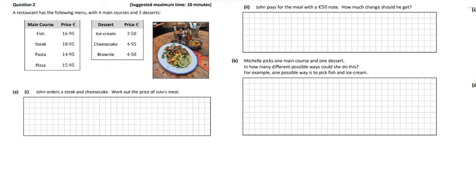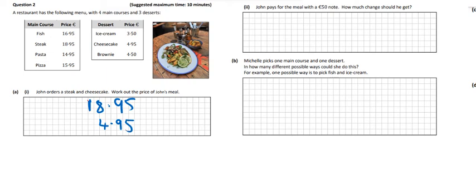Hi, folks. So, for the first part of question two, John orders a steak and a cheesecake. We're given the menu up here, so all we have to do is add together the price of a steak and the cheesecake. The steak is 18.95 and the cheesecake is 4.95.